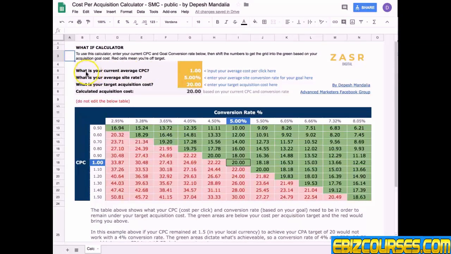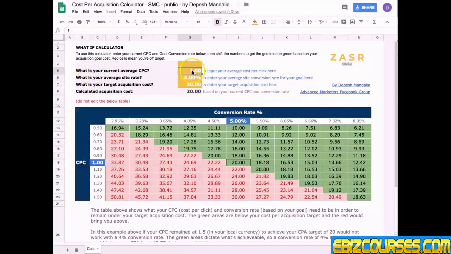So the way I've set this up is in this section, you're expected to put in your current average CPC. So if you don't know what that is, if you're still starting off, then you'll have to use some kind of estimate here. But what you can do is just put your estimate in for a period of time. So it could be last 7 days, last 30 days, etc. Just take an average because you want to work out what your boundaries are for your CPA using this method.